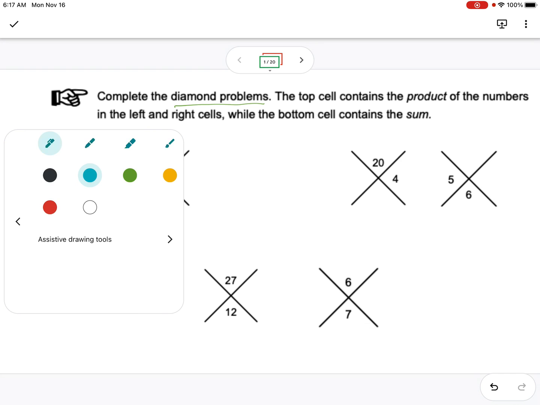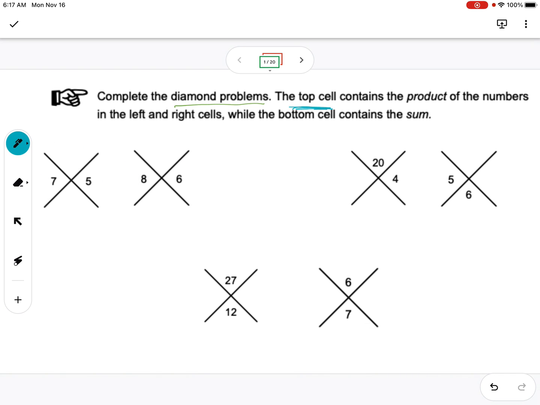The top cell contains the product. Now remember, product means multiplication, right? So the top cell is going to be the product of these two numbers. I'm going to multiply them together to get the top.